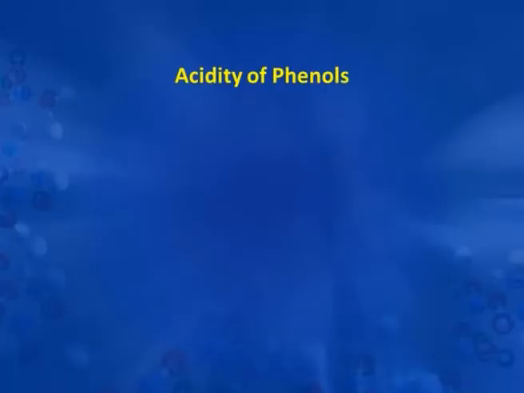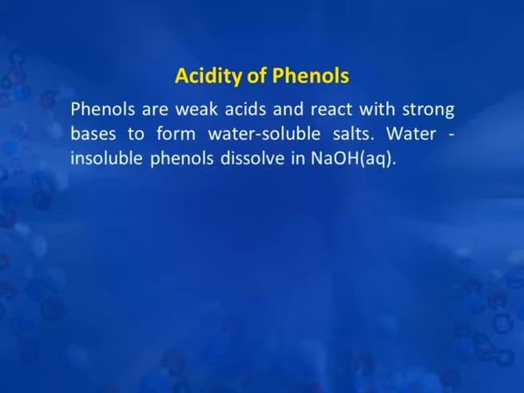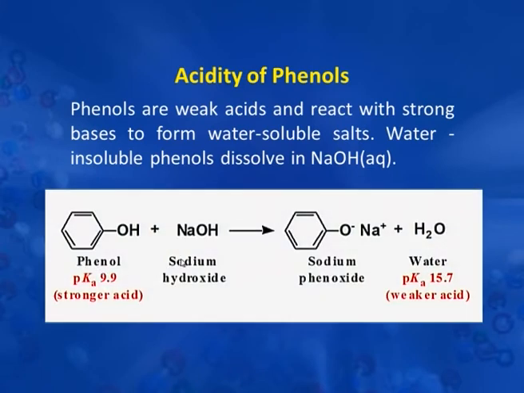We will now discuss the acidity of phenol with the help of certain chemical reactions. Now, acids react with bases to form salt and water. Here in this case, you can see that we are using phenol with a strong base, sodium hydroxide. The two react together to form sodium phenoxide and water. This reaction is possible because the pK value of water is 15.7 and that of phenol is 9.9, showing that phenol is a much stronger acid compared to water. Had it been the other way around, the reaction would not have been possible.